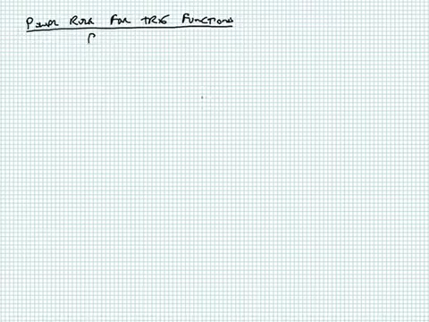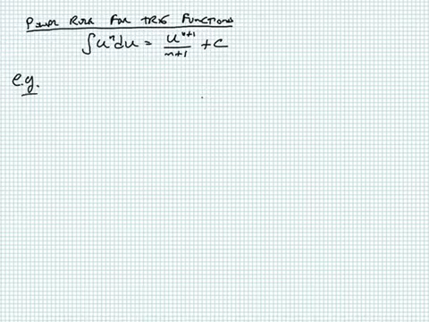So basically remember that the power rule is the integral of u to the n du is equal to u to the n plus 1 over n plus 1 plus c. But here we're going to be dealing with trig functions. So let me just kind of show you by looking at a relatively simple example. All right, so let's say I want to take the antiderivative of sine of pi x to the 5th power times cosine of pi x dx.